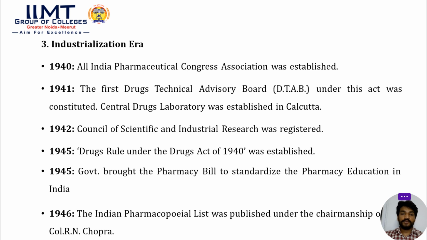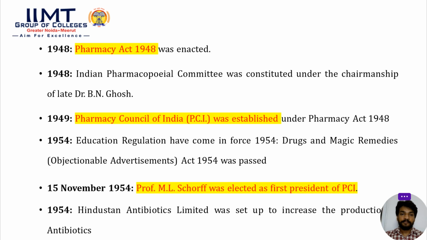In the year 1945, the Drug Rules and the Drugs Act of 1940 were established. In the year 1945, the government brought the Pharmacy Bill to standardize pharmacy education in India. And in the year 1946, the Indian Pharmacopoeia list was published under the chairmanship of Colonel R. N. Chopra.